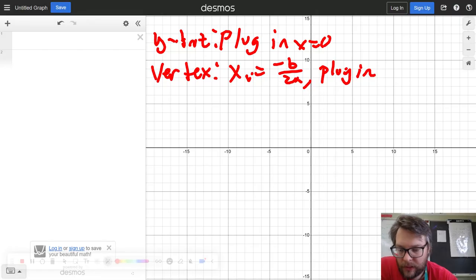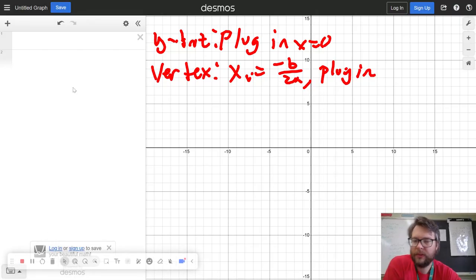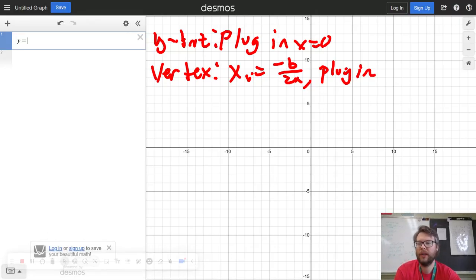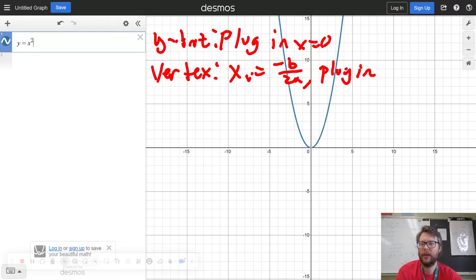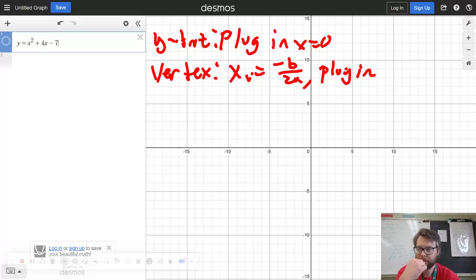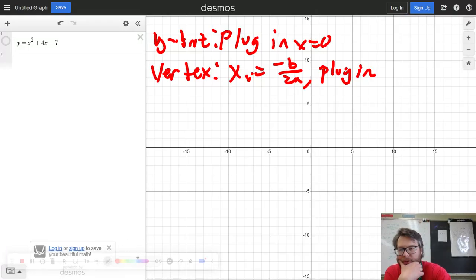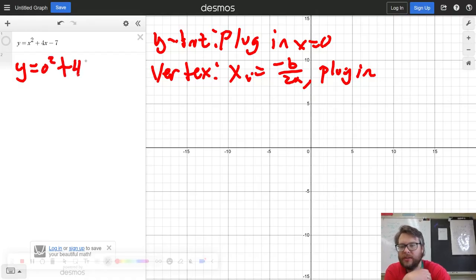So let's create a little example and see how we do. We're going to go y equals x squared plus 4x minus 7. So first, if we plug in x equals 0 for the y-intercept, we'll get y equals 0 squared plus 4 times 0 minus 7. That's just minus 7.